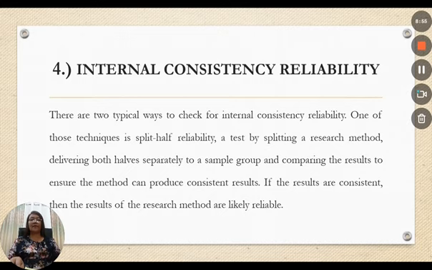One of these techniques is split half reliability, a test by splitting a research method, delivering both halves separately to a sample group and comparing the results to ensure the method can produce consistent results. If the results are consistent, then the results of the research method are likely reliable.